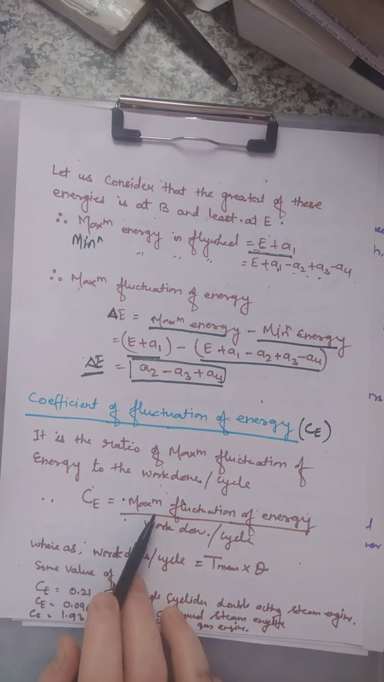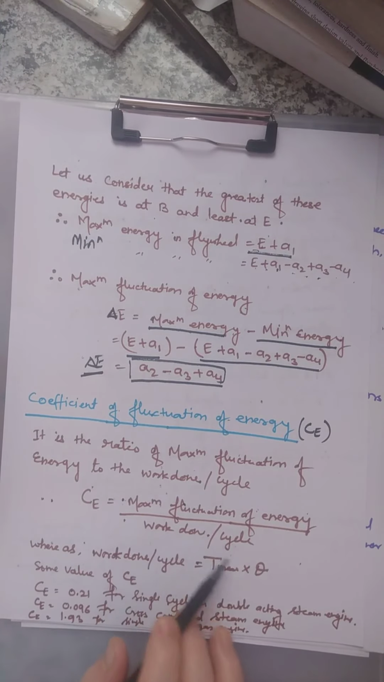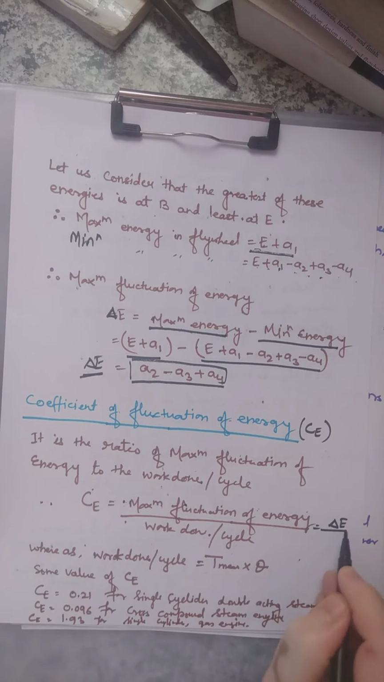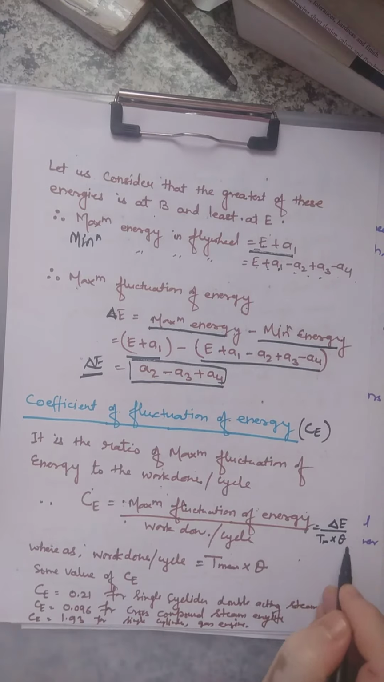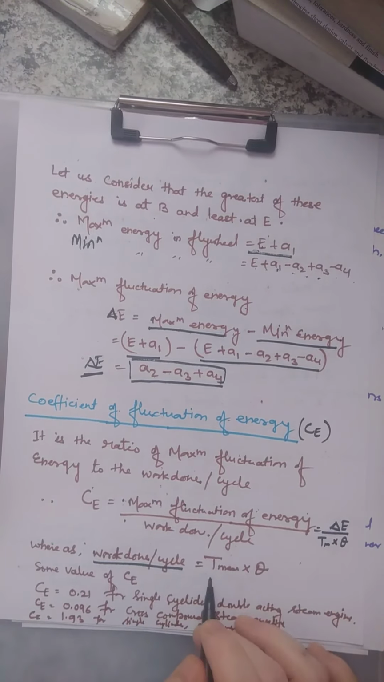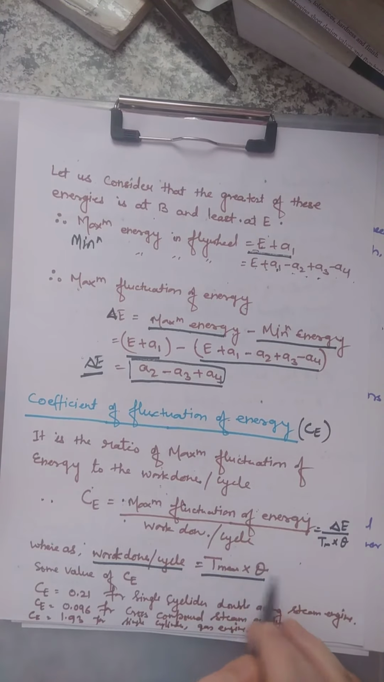C is the maximum fluctuation of energy divided by work done per cycle. That means delta E by tau mean into theta. This is the work done per cycle, where work done per cycle is T mean, torque mean, into theta angle.